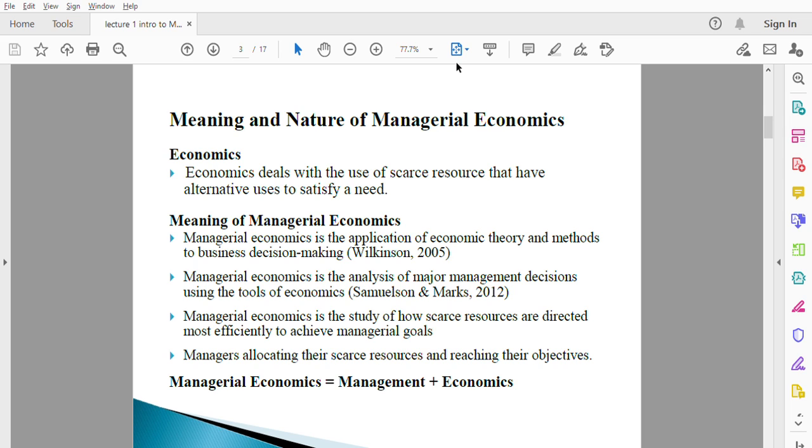Samuelson and Marx 2012 also define managerial economics as the analysis of major management decisions using the tools of economics. So if you use the tools of economics to analyze major management decisions, that is also managerial economics. So managerial economics is the study of how scarce resources are directed most efficiently to achieve managerial goals. Managers allocating their scarce resources and reaching their objectives can also be termed managerial economics. So basically, managerial economics is management plus economics.